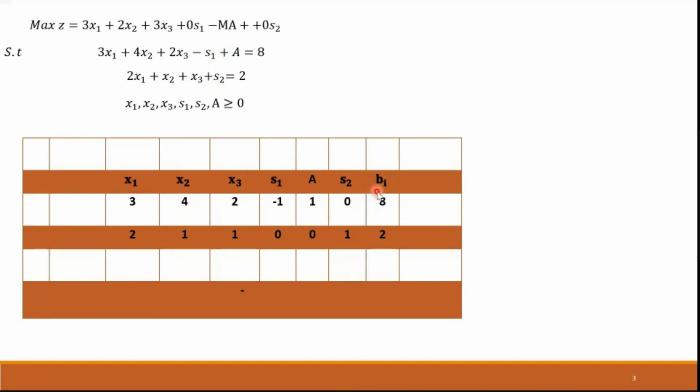After writing all the coefficients of all the constraints, next we have to write the coefficients of all the variables from the objective function, and that we denoted by Cj. Cj's are the cost of the variables x1, x2, etc. तो यहाँ पे आ जाएगा 3, फिर 2, फिर 3, फिर 0, a का minus m और s2 का 0. So always we give the cost as 0, 0 to slack and surplus variable. Only the artificial variable is having the cost as minus m.